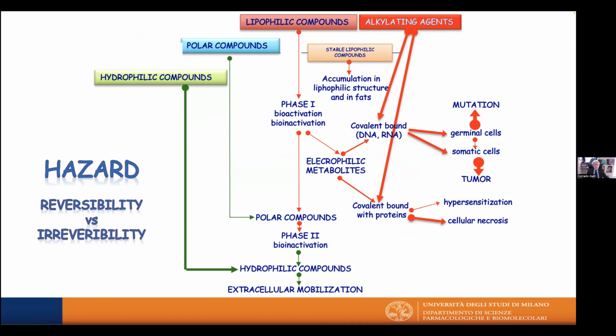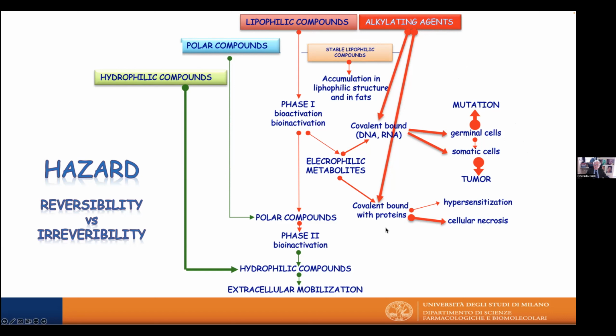Now, when we talk about irreversibility, in this slide we have chemicals that we call alkylating agents. They are not just methylating and ethylating, but alkylating means that they are very electrophilic compounds, and so they can react with our macromolecules. It's true that if they react with DNA or RNA, we have a big problem with our somatic or germinal cells.